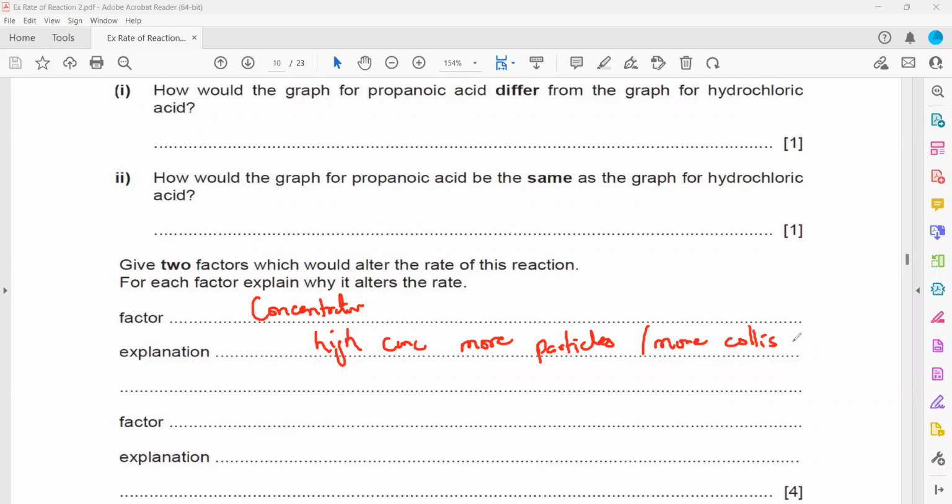You can mention temperature as well. So you can even mention surface area of the metal, the magnesium. So if you mention temperature, high temperature, more particle collision, greater number of the particles have energy more than activation energy, or a particle will move faster or collide faster.